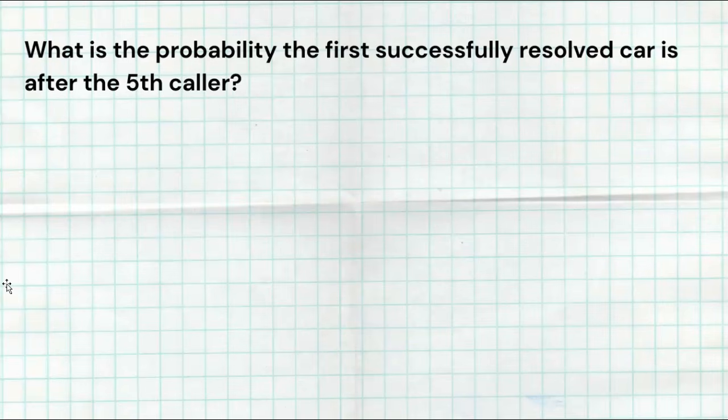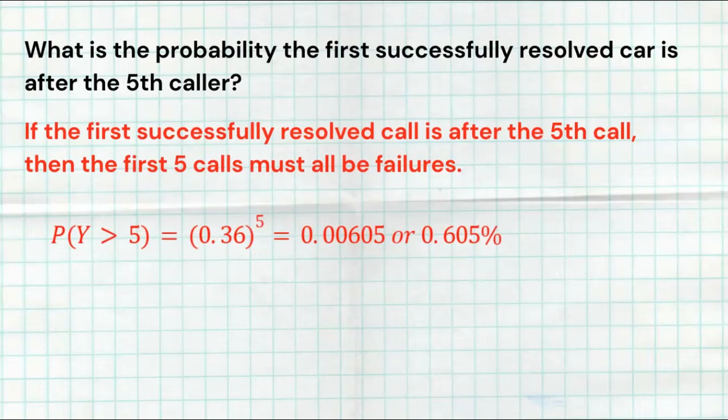And you might say, well, when does the success come? I don't care. It could come on the 6th or the 7th or the 8th or the 9th. But what all of those have in common is the first 5 must be failures. So to answer this question, it's actually really simple. All you got to do is have 5 straight failures, and then the success can come anytime after that. That will guarantee me that the first success is after the fifth trial.